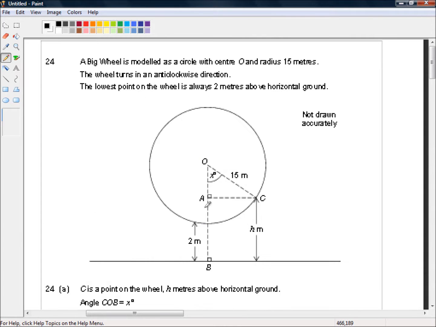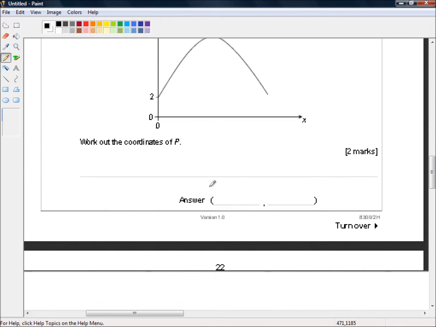The maximum height it's going to get is right up here. So we've got our 17 metres off the ground to O, plus another 15 metres, which is the radius of the arm on the big wheel. So that's 17 plus 15 is 32 metres. And that happens when the angle X is exactly 180 degrees. So our answer is 180 when X is 180, and the height will be 32.